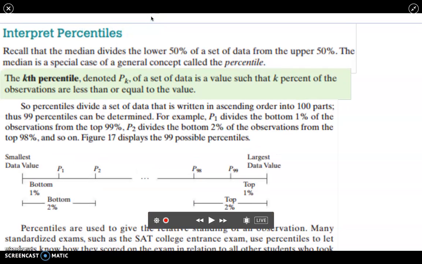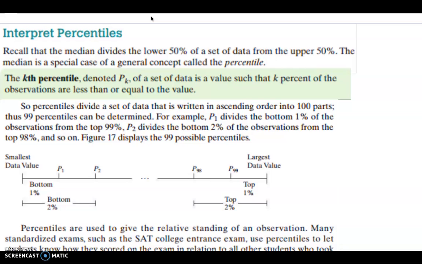All right, this is part 2 of our section 3.4, and we just got done talking about z-scores and what those meant, how we were able to compare two data values that came from different data sets, convert them into a z-score, and then compare those z-scores. Now we're going to interpret this concept called a percentile. You've probably heard of this, but we're going to go into a little bit more depth.